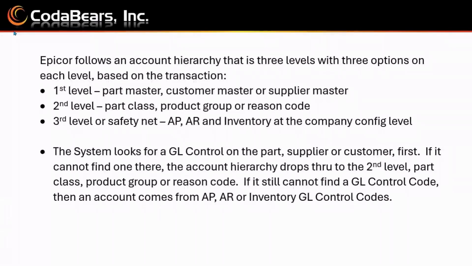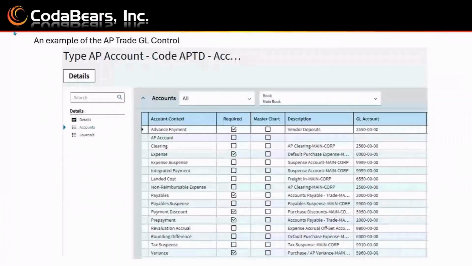So this is an example of an AP account GL control code. The first column there says account context, and that gives us the different types of transactions that the users could use. And on that list, we have advance payment, AP account, clearing, expense, and so on. So we put that account number, like the first line, the 2550 account, on that for vendor deposits.